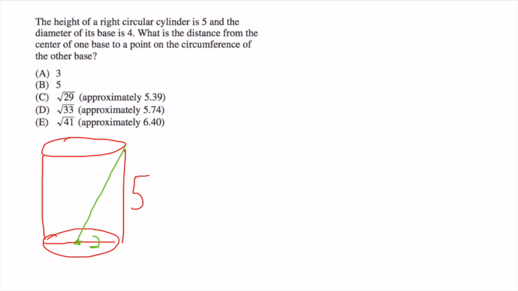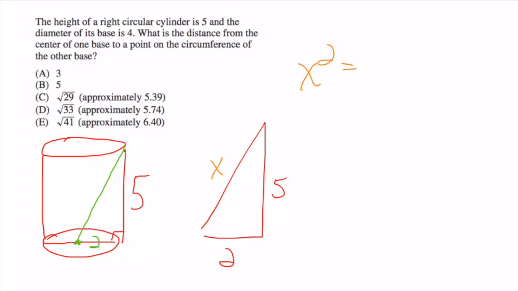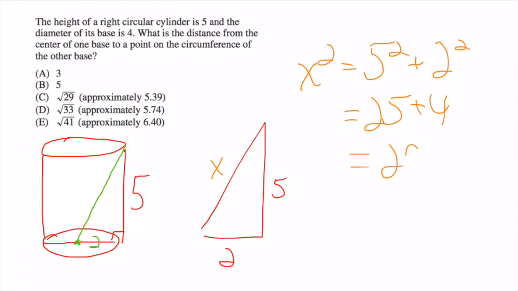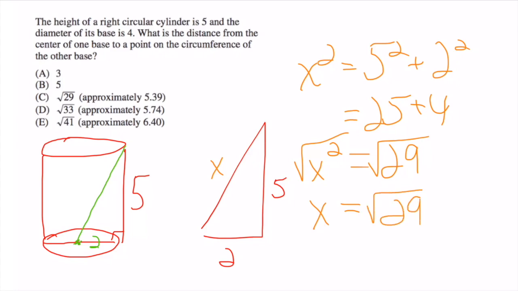So what I just did here was create a right angle triangle. If I look at my triangle, it's 2, it's 5. I need to find the hypotenuse. I'll call it x. So x squared equals 5 squared plus 2 squared. 25 plus 4 equals 29. Just square root both sides. x equals the square root of 29.